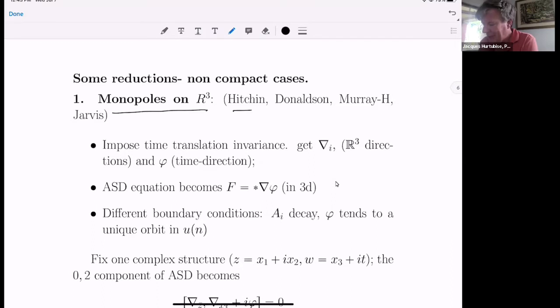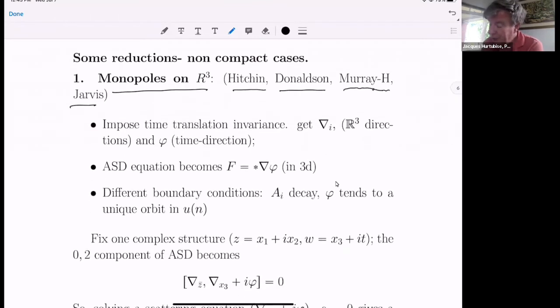Basically Nigel Hitchin laid out the almost complete theory for gauge group SU2. Simon Donaldson did the key point in understanding the moduli. Michael Murray and I did some work in the classical groups, understanding these things for the classical groups. And there's a very nice paper of Stuart Jarvis that gives you the moduli spaces for all groups.